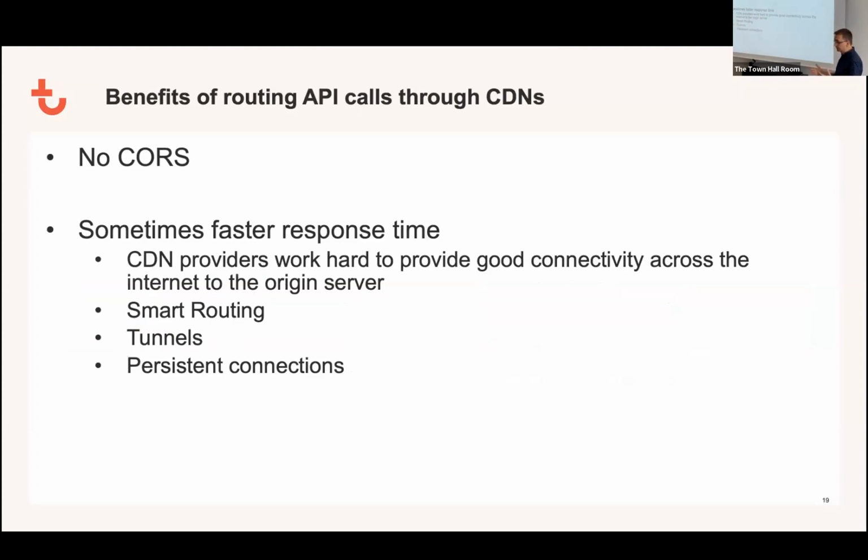The CDN providers are typically rather well connected on the internet, and they do a lot of stuff to optimize their routing, with tunnels and smart routing techniques, and probably most importantly, they can maintain persistent connections. If a mobile phone connects and then 2 minutes later somebody else connects to the CDN, they still have a connection open to your site, so they can quickly send it.